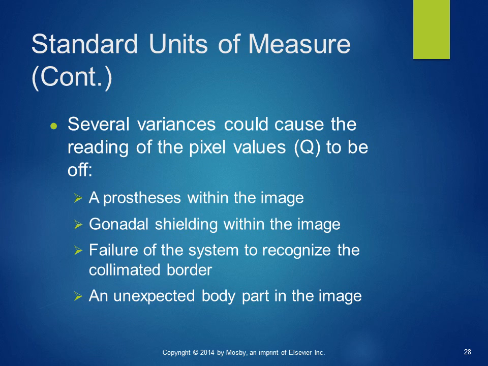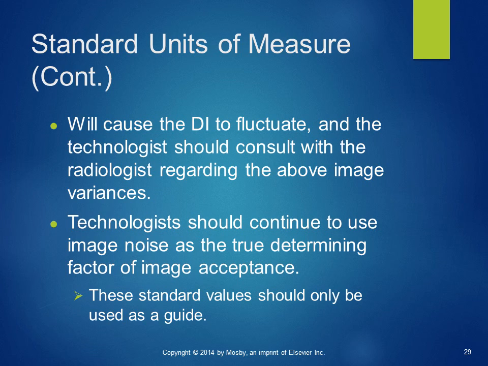Several variances could cause the reading of the pixel values, or Q, to be off. A prosthesis within the image, gonadal shielding within the image, failure of the system to recognize the collimated border, or an unexpected body part in the image will cause the DI to fluctuate, and the technologist should consult with the radiologist regarding the above image variances. Technologists should continue to use image noise as the true determining factor of image acceptance. These standard values should only be used as a guide.